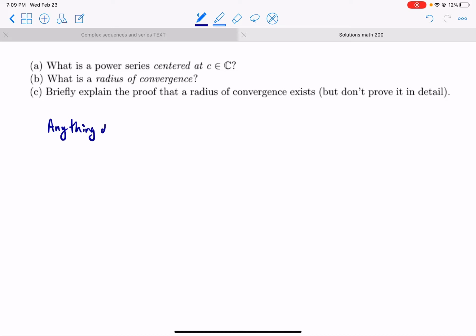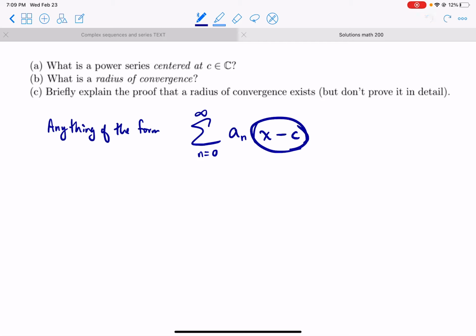Anything of the form infinite series, n equals, well, it has to start at 0, where you have some numbers, maybe these are complex numbers, maybe they're real numbers, times powers of x to the n, or sorry, just x to the n, that's powers of x. And we're going to allow a little shift, okay? And that's a power series.